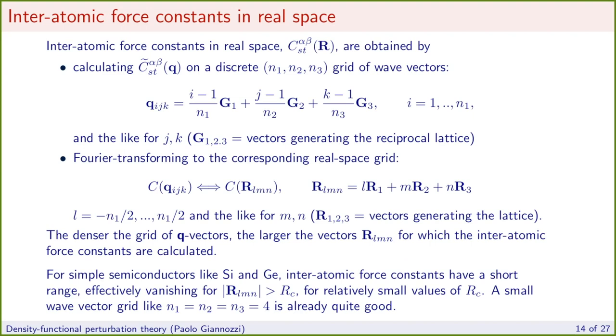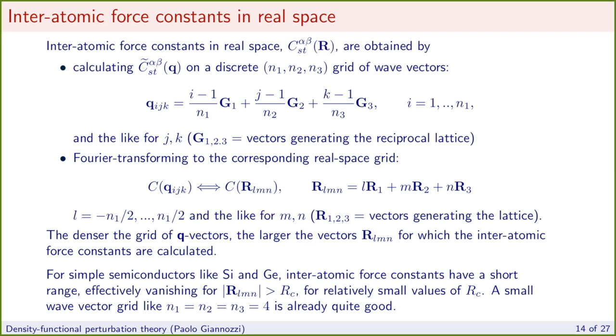And so the range of force constants in real space will be relatively short, which means that if you compute force constants on a wave vector grid that is not necessarily very dense, this grid in reciprocal space corresponds to a grid in real space, to a supercell in real space. As long as the supercell is big enough to include all significant interactions of atoms, then by Fourier transforming what you get in reciprocal space, you get force constants in real space. Then you can use the force constants in real space to generate force constants in reciprocal space in a straightforward way.